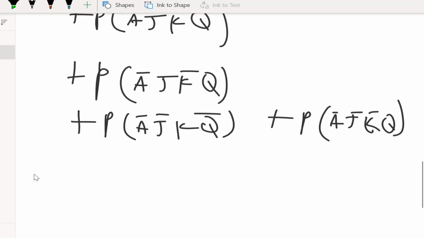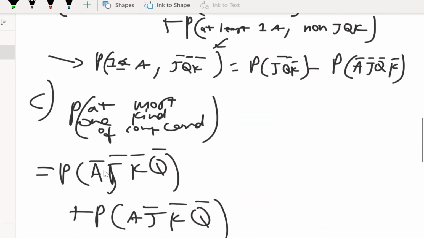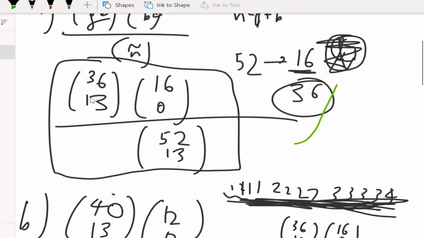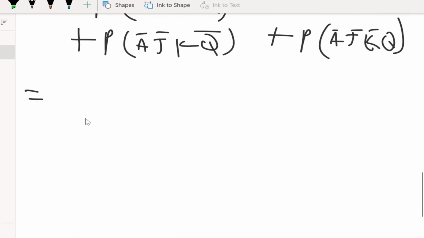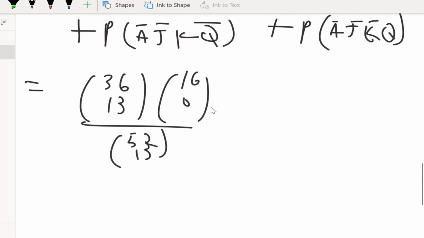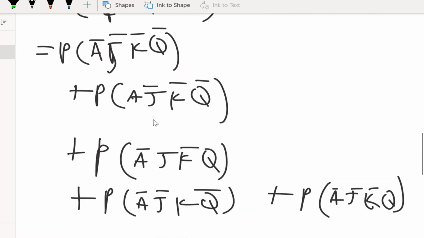And then now we can just use the techniques we learned before. So probability of no ace, jack, queen, or king is exactly what we calculated in part A. So 36 choose 13, 16 choose 0, all over 52 choose 13. And then we can do the exact same process with the rest, right? So probability of A, jack, queen, king. So think about this one, there can still be 0 aces. It just means at most one type is allowed.